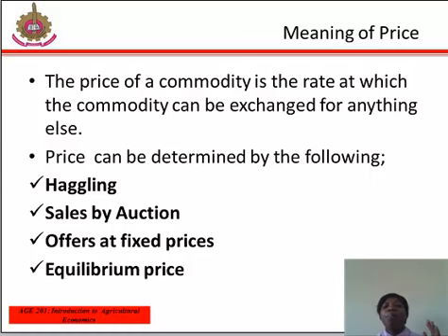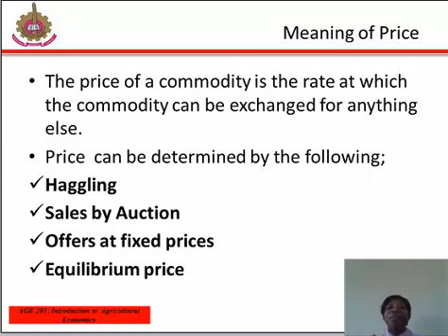Meaning of price. Price of a commodity is the rate at which the commodity can be exchanged for anything else. So price is a signal to producers to expand or contract their rate of production. Also, it reflects the marginal social value of a commodity. And also, price is used to ration goods among prospective buyers in the market. Please note that one central function of a price is to equate demand with supply.